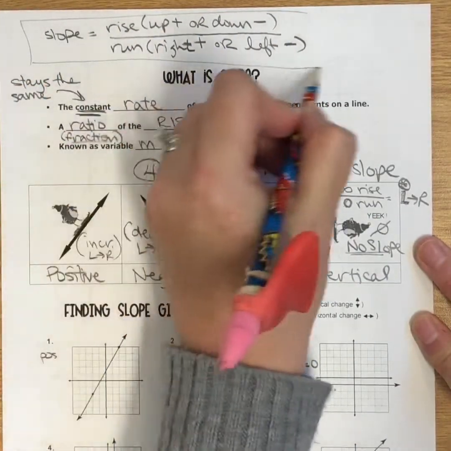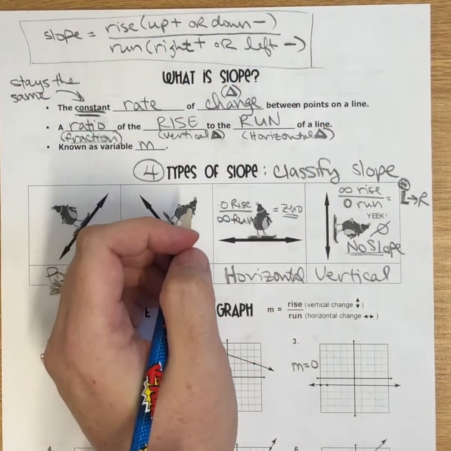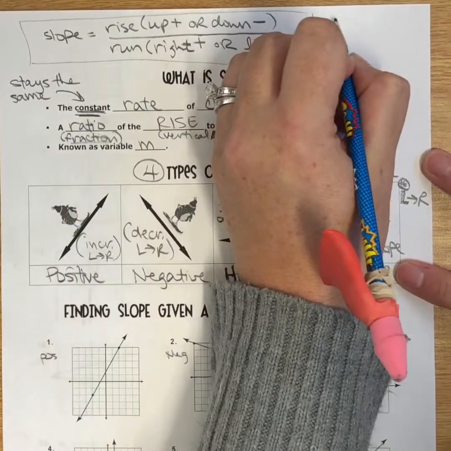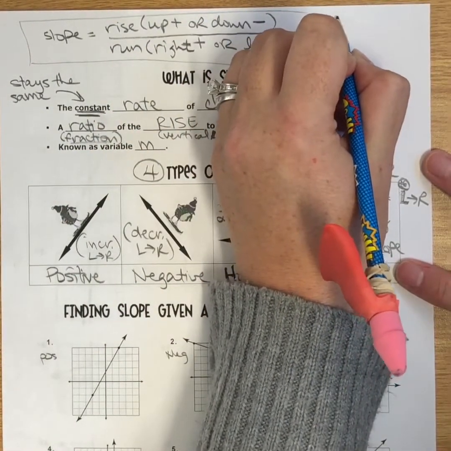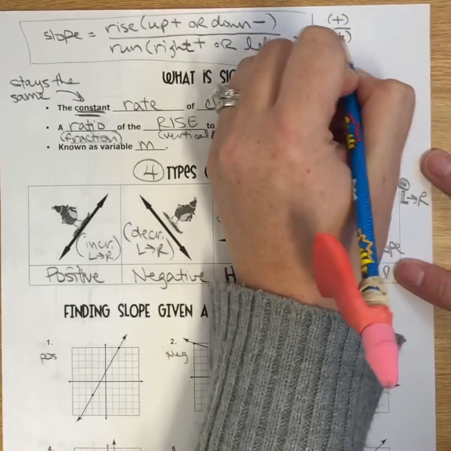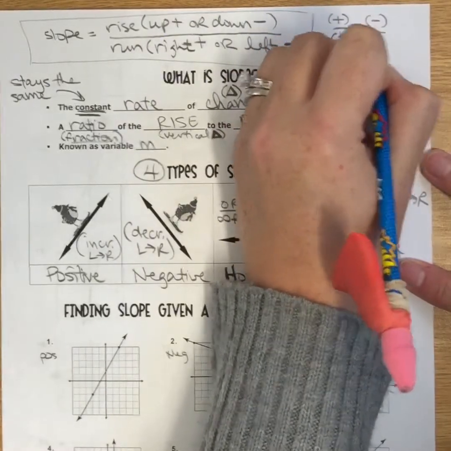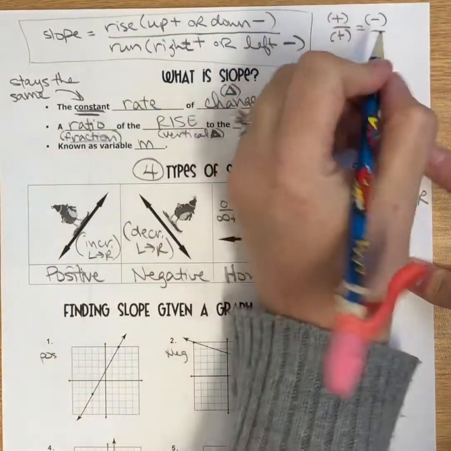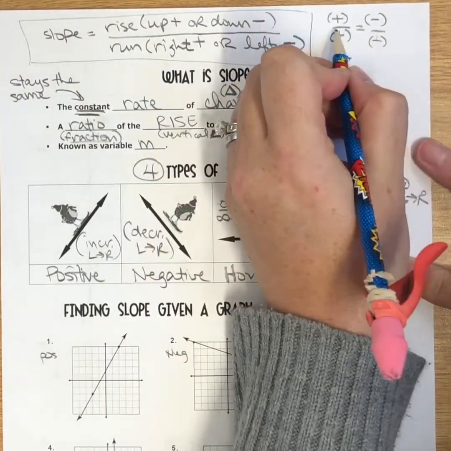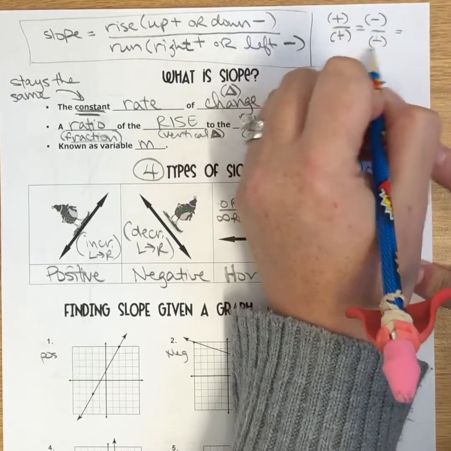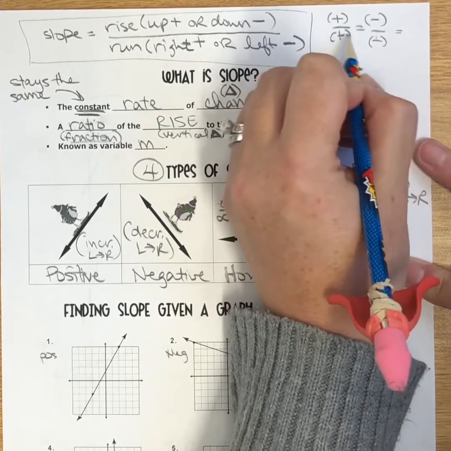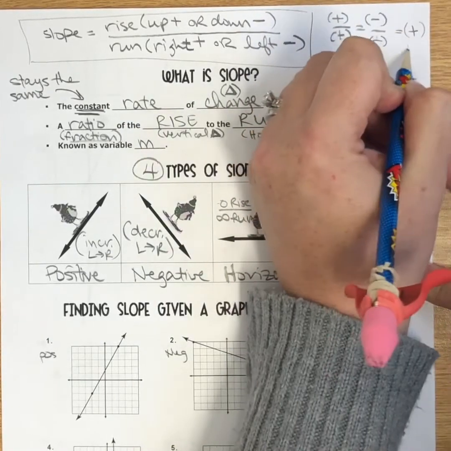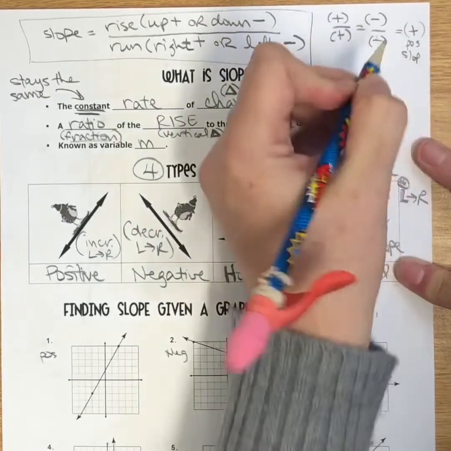Now, in class we talked about equivalent fractions. So we know a positive over a positive is equivalent to a negative over a negative, okay? Overall, and remember this fraction bar means division, these two equivalent fractions give you an overall positive slope, okay?